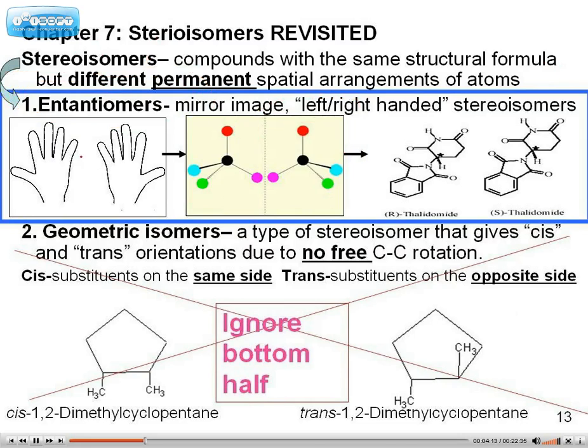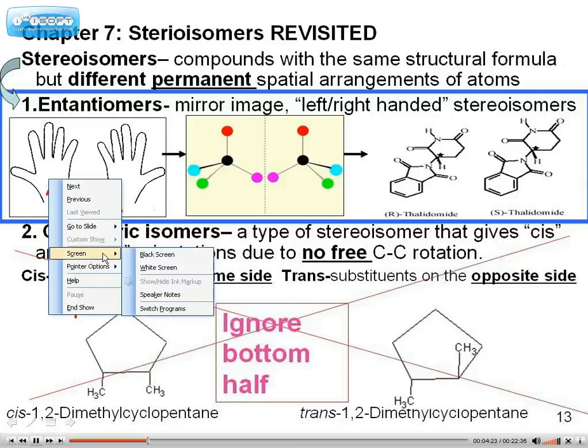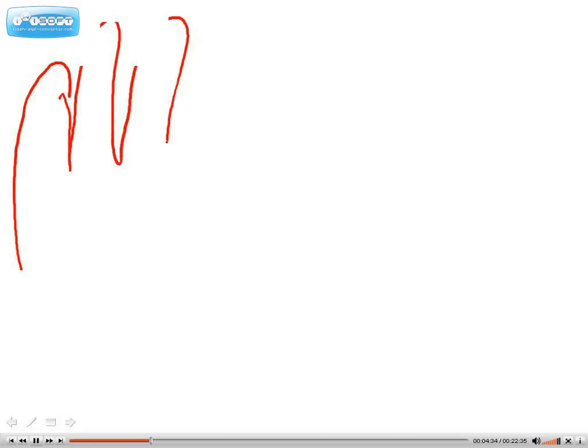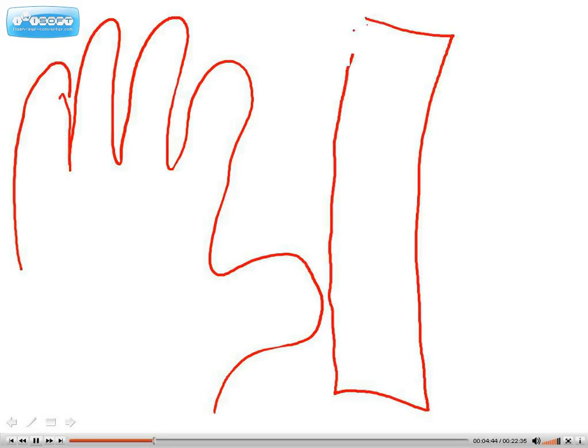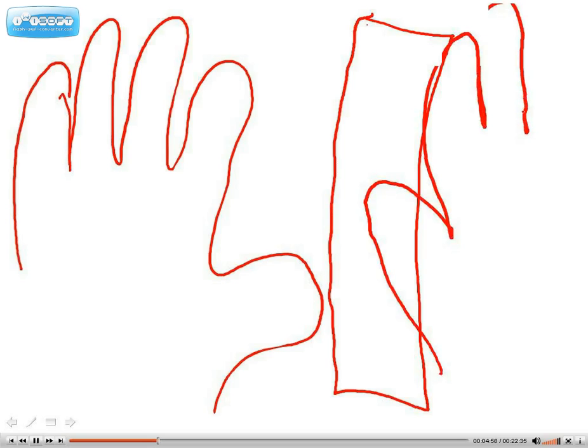Let me go ahead and summarize this again, and I'm just going to use my hands as a beginning example. So going to the white screen. Here is an outline of my left hand. If I were to place my left hand near a mirror, so that rectangle is a mirror, then its reflection, if I have enough room, would create a mirror image form of my right hand.